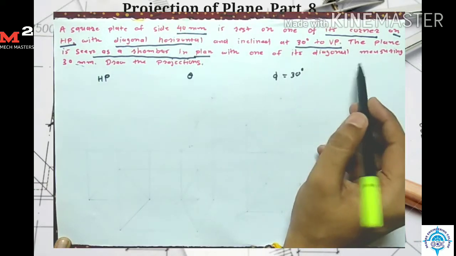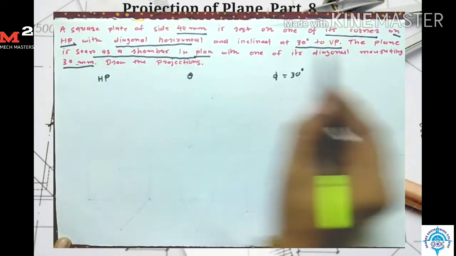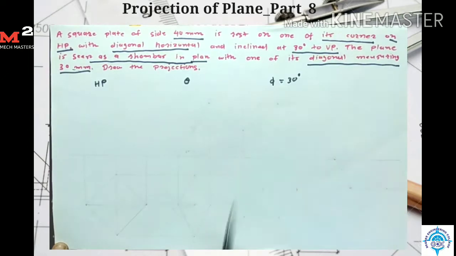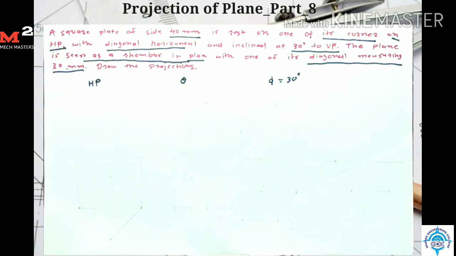with one of its diagonal measuring 30 mm. Okay, diagonal measuring 30 mm. So length of the diagonal is 30 mm. Here square plate is resting on HP. So I draw the square plate on HP and plane is resting on one of its corner. Okay, so I draw the corner on left hand side.